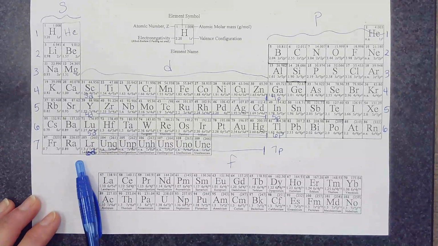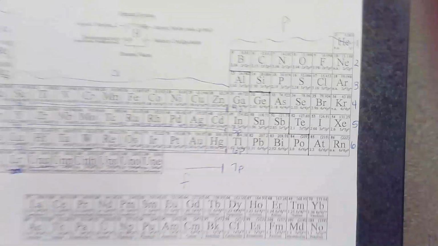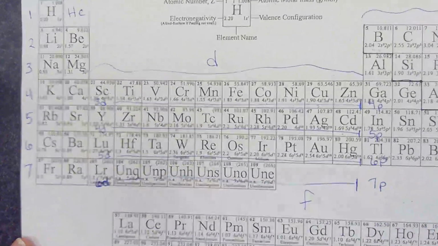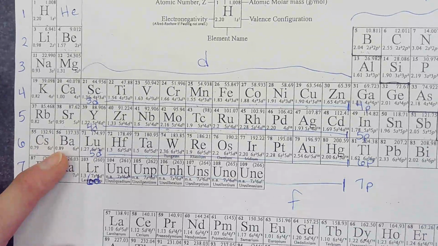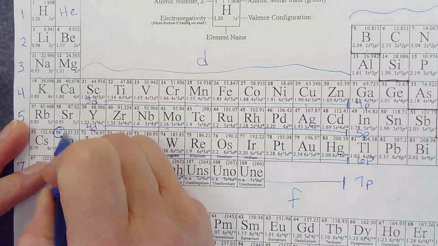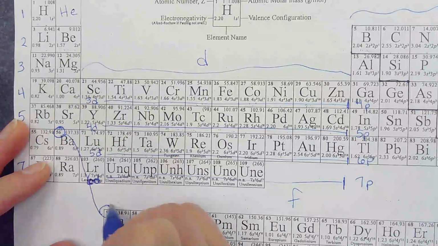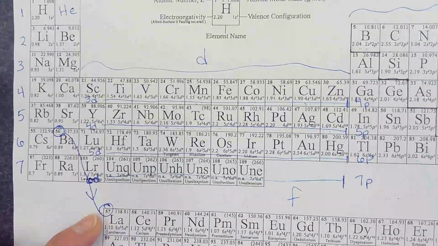Now look at your numbers. Where is 56? Who is 56? Here, let me zoom in a little bit. Barium is 56. Where's 57? Down at the bottom. This is like a board game. Put a circle on barium, go to 57. Go to 57 down here.